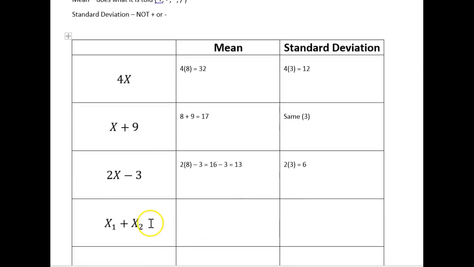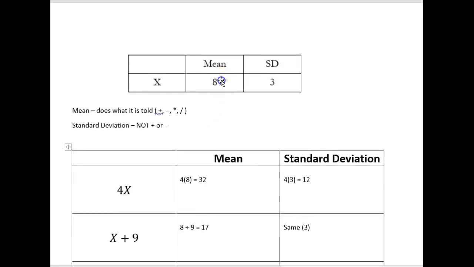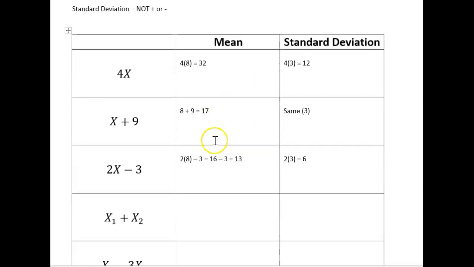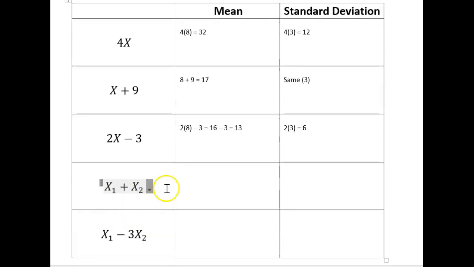All right, down here, when it says x1 plus x2, it's like I bought one thing for $8 and then I'm buying another one for $8. And so it makes a difference when we do standard deviation. Even though it looks like it's 2x, they're different situations, so you have to keep them separate. So you actually do just 8 plus 8, which is 16. But on the standard deviation side, it's a little different.